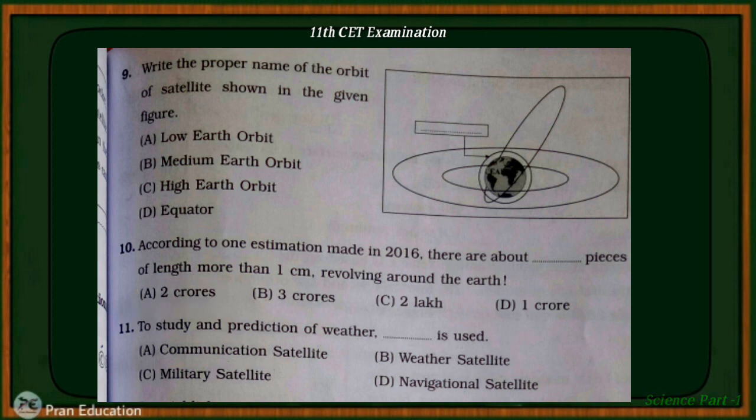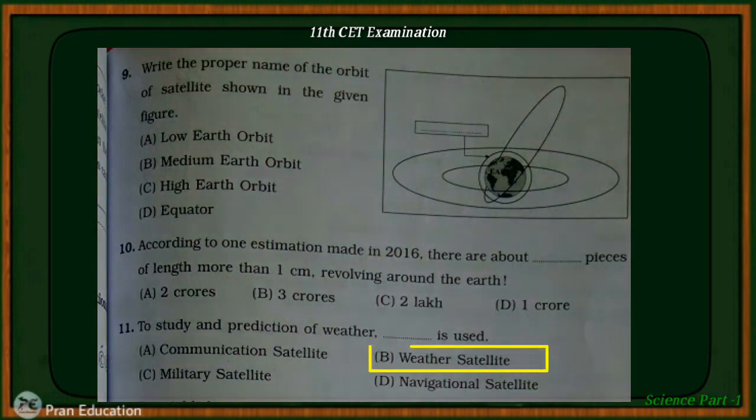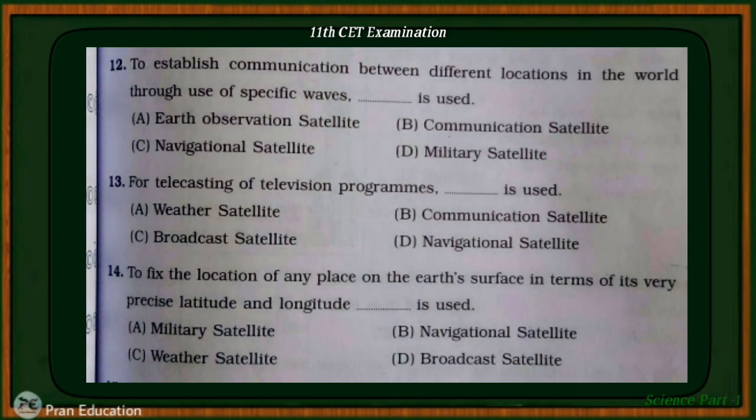Eleventh, to study the predictions of weather, dash is used. Options: A, communication satellite. B, weather satellite. C, military satellite. D, navigational satellite. The correct option is option B, weather satellite. Twelfth, to establish communication between different locations in the world through the use of specific waves, dash is used. Options: A, Earth observation satellite. B, communication satellite. C, navigation satellite. D, military satellite. The correct option is option B, communication satellite.